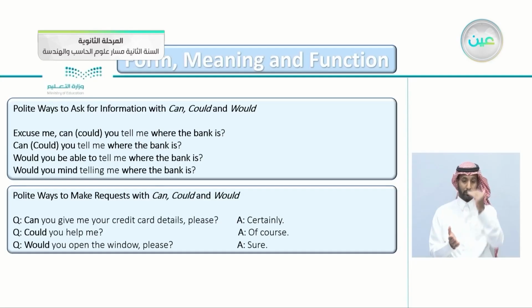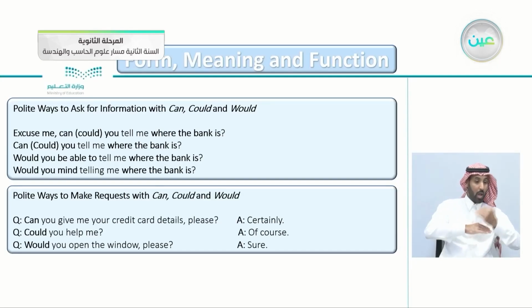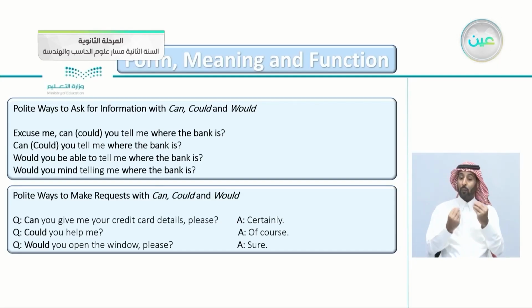Another part of the lesson here: polite ways to ask for information with can, could, and would. Let's take some examples. Excuse me, can or could you tell me where the bank is? Of course, begin with "excuse me." Can you or could you tell me where the bank is? So this is a polite way to ask for information.